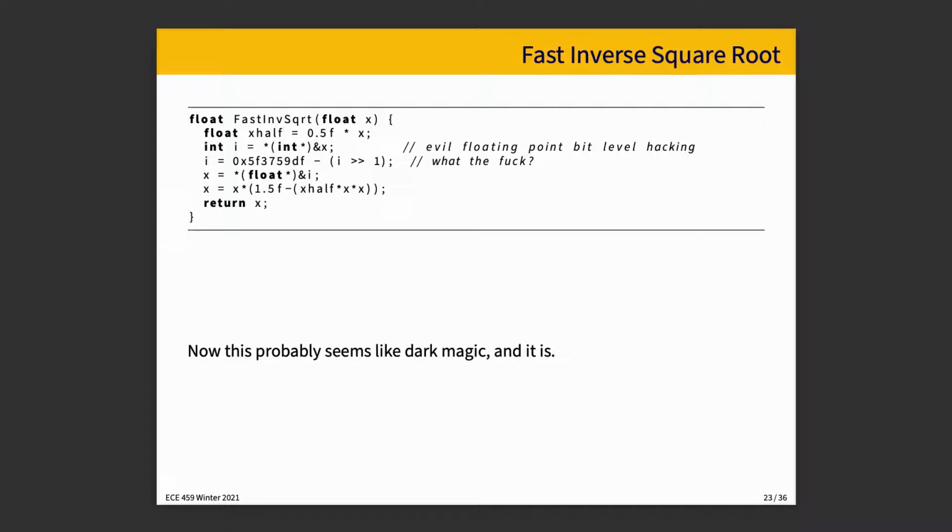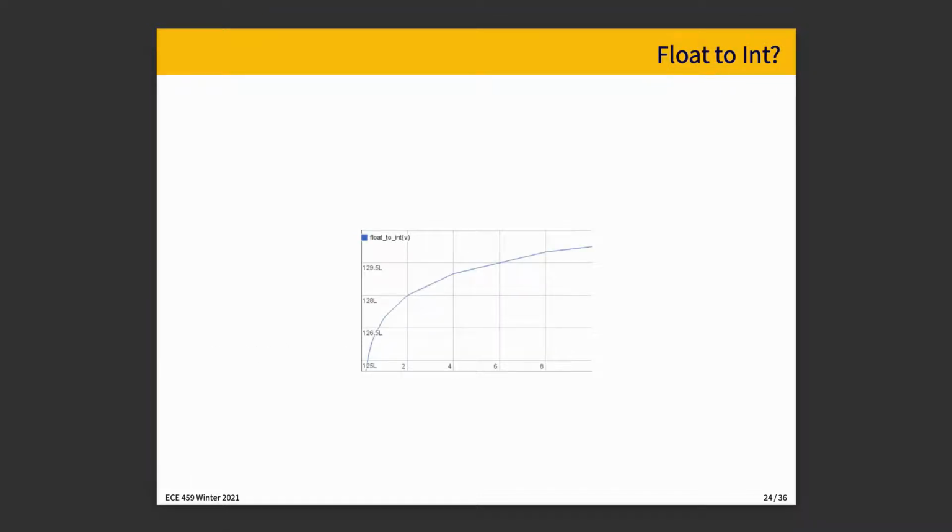What? This is like really dark magic. The first line, take half the value of x, sure, easy, great, no problem. The second one, interpret the floating point value as an integer. What? I mean, you can, but why does this make sense? If you look in the linked source in the notes, it will go into some details about the math and proving all of that. But what it really comes down to is, how is the float stored?